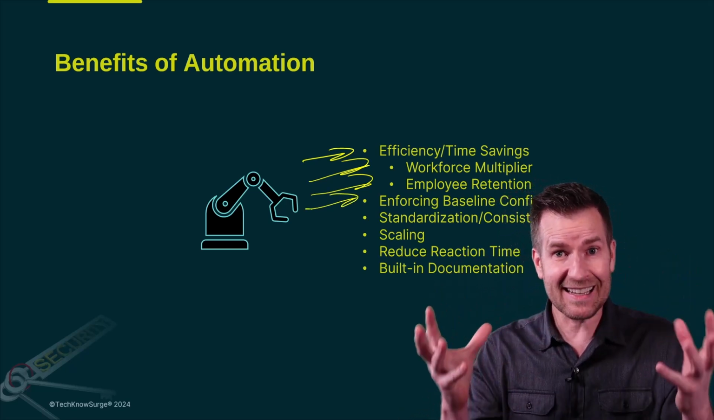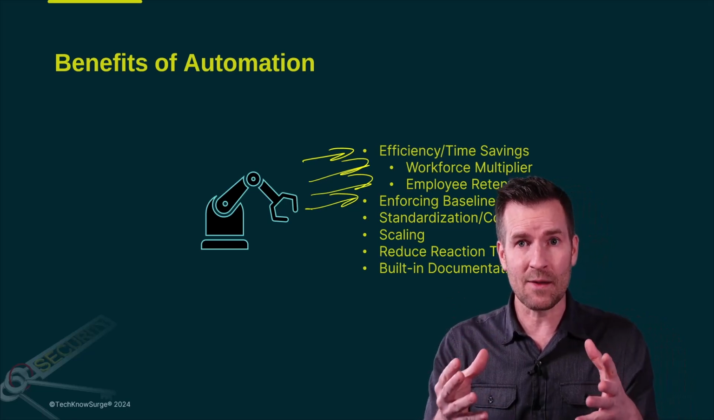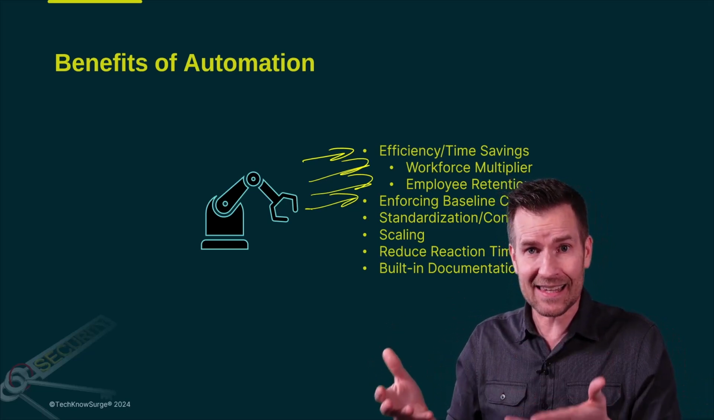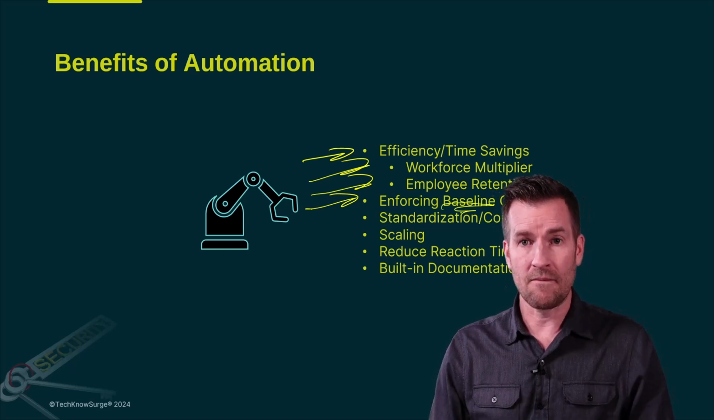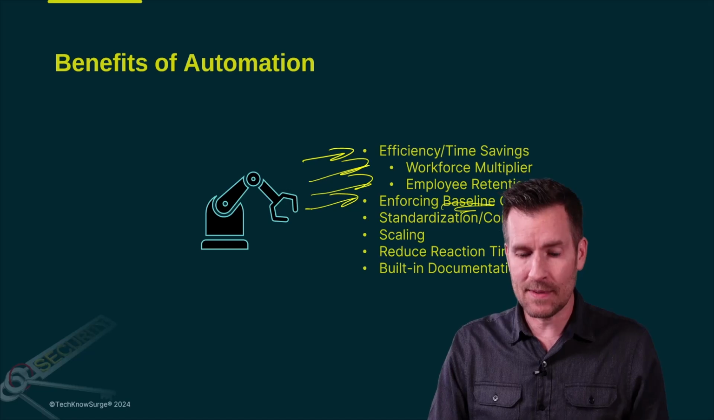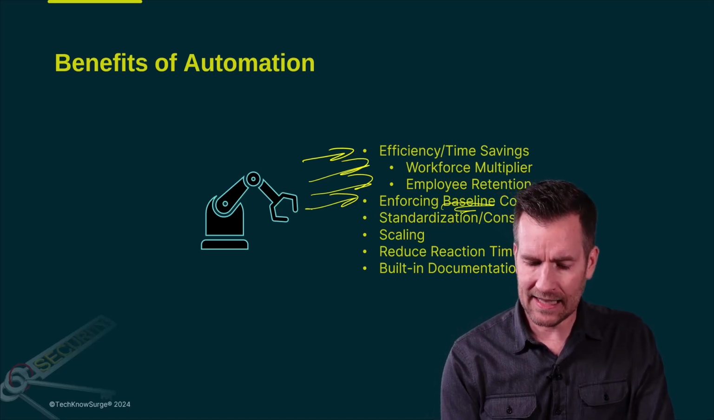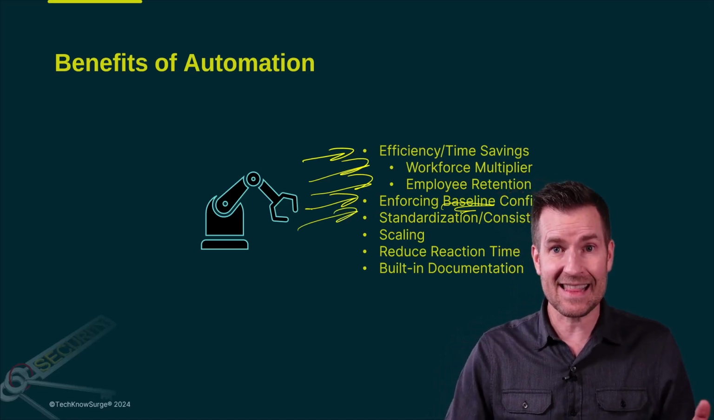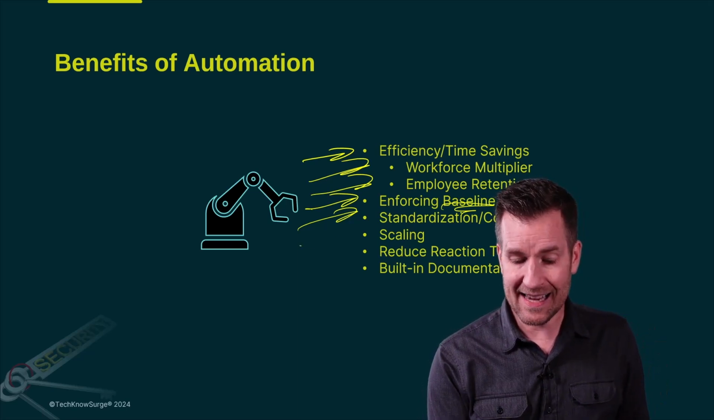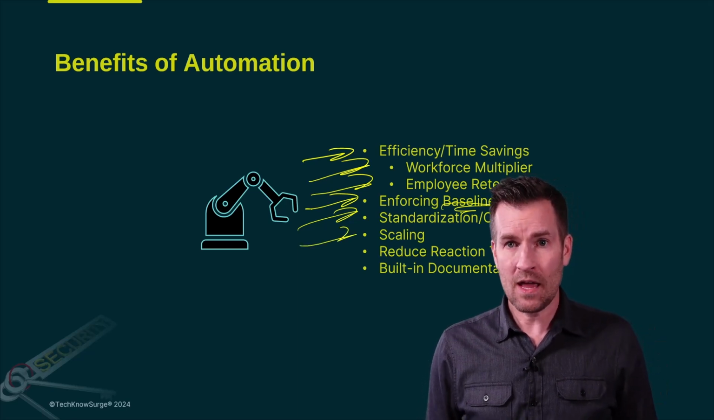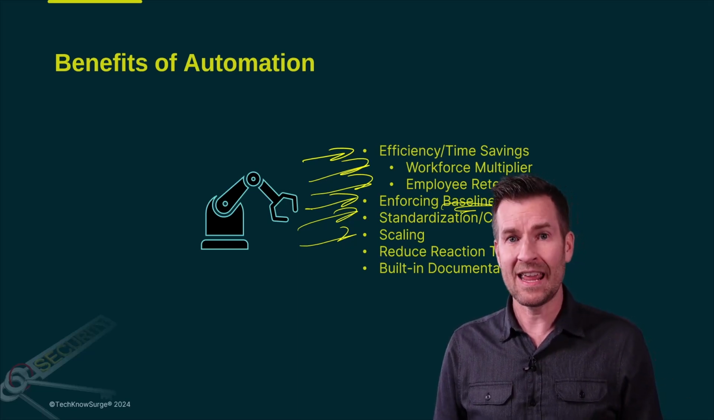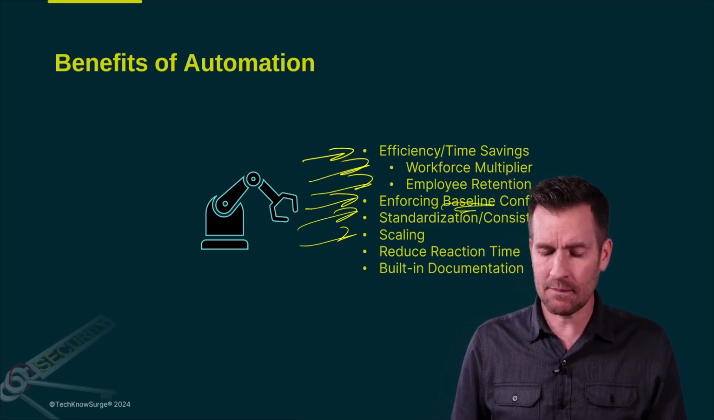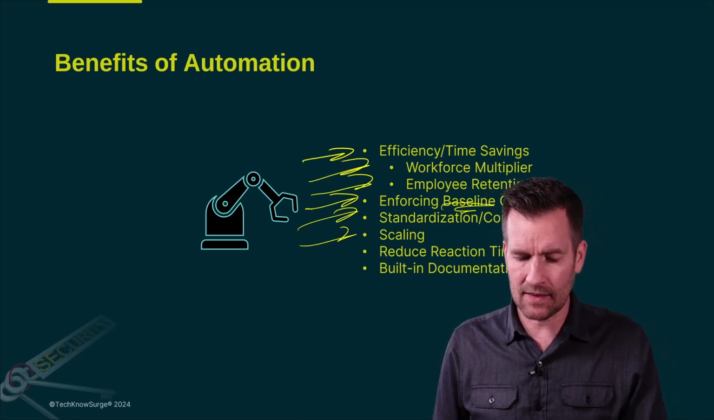There's built-in documentation when you have automation. It automatically documents everything, and to include the baseline config. So the configurations will automatically be documented. There's a standardization and a consistency that happens with all of this. There's a scaling that can happen because now, whether it's 10 people that we're bringing on board or 100 people on board, it really doesn't take us any more time to do. So we can really scale easily.